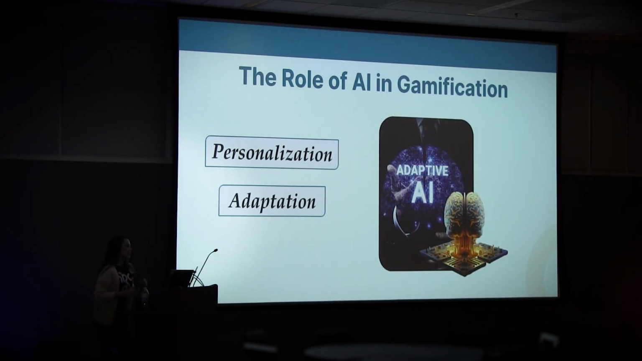All right, and then real-time adaptation. It's another powerful aspect. With AI analyzing the actions as they happen, the system can adjust the challenges, provide that immediate feedback that's so important, and keep the experience dynamic. Now, to see this in action, I have another real-world example that we're going to go through.